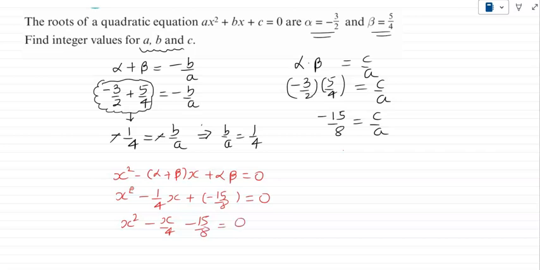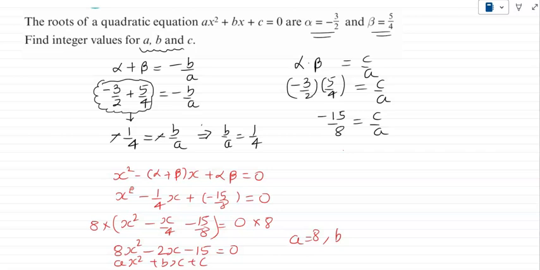Is that fine? If you times by 8 both sides, because we want the equation not in a fraction, it should be 8x square, 8x divided by 4 that is 2x, 8 and 8 cancel, minus 15 equal to 0. So if you compare this equation with ax square plus bx plus c, what you will get? a is 8, b is minus 2, and c is minus 15. Isn't it? Let's go for the next question.